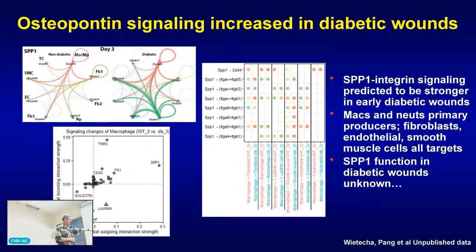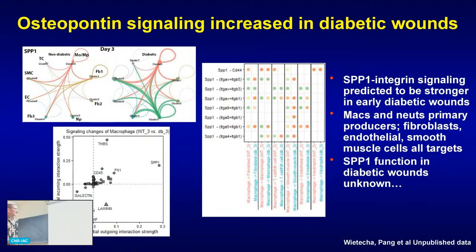When you look at it in this way, this is outgoing interaction strength, so cells that are producing the ligand. This is the incoming interaction strength, cells producing or expressing the receptor. And this is all differential between diabetic and non-diabetic. You see SPP1 is one of the outliers that's very differentially upregulated in diabetic wounds, particularly macrophages interacting with other cells.